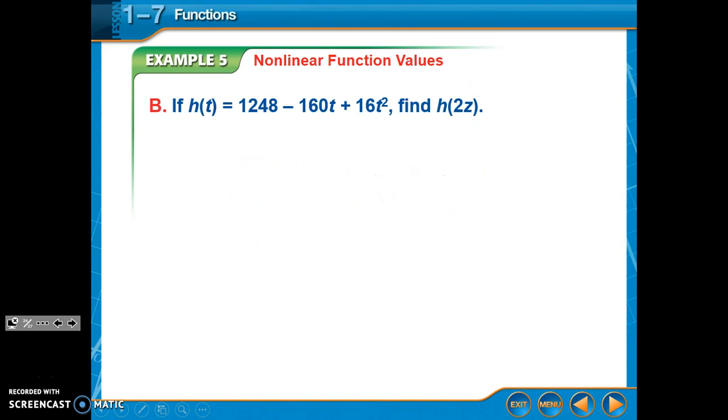Okay, the next thing: what if I have a variable within what I'm looking for? That still means I'm putting in 2z. It's saying, what is the value of h when I put in 2z for its variable, which is still t? So now I'm just putting in 2z everywhere I see a t. So it's going to be 1,248 minus 160 times 2z. I'm replacing the t with that whole thing, and I always put it in parentheses just to be sure I know how I'm doing it. Then I do 16 times 2z squared. Then we're going to go through and simplify this.